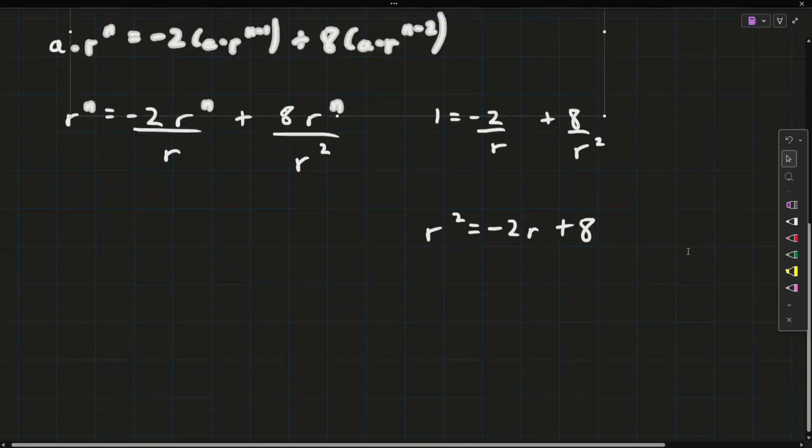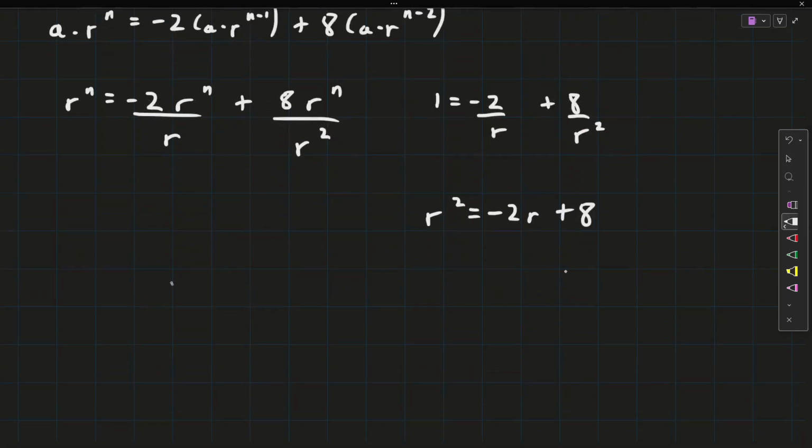Instead of subbing all this stuff in, that's just a little shortcut. Let's figure out what r is though. So solving this quadratic, we bring everything to one side. r squared plus 2r minus 8 will be equal to 0.